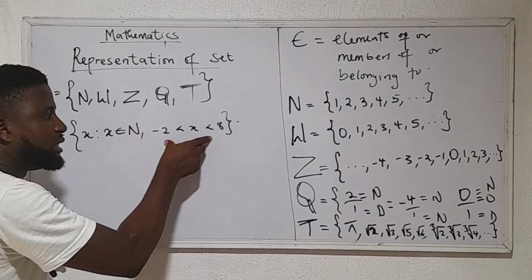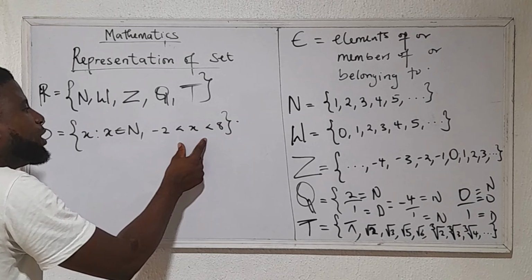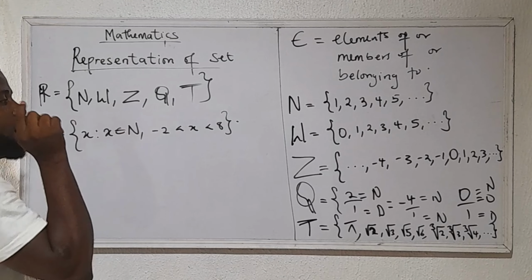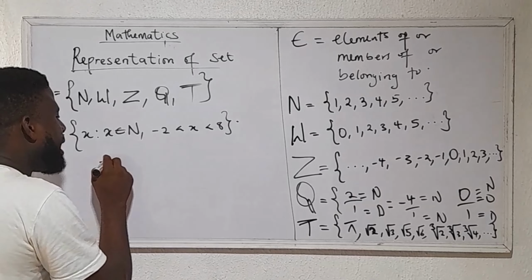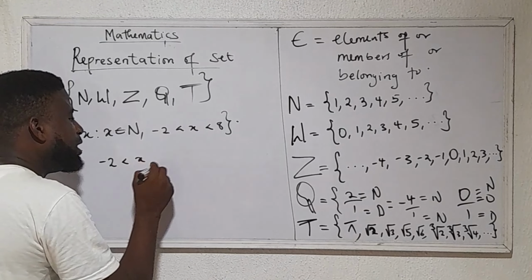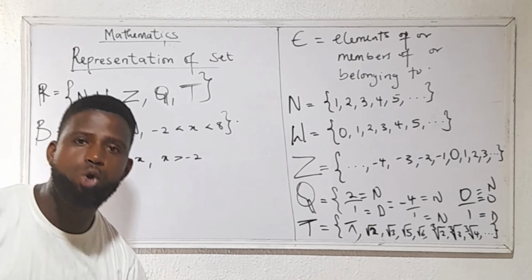The first thing is to decode this. Having decoded this, we then confirm which of the elements are set of natural numbers. So we have minus 2 less than x. If minus 2 is less than x, it simply means that x is greater than minus 2 and below.